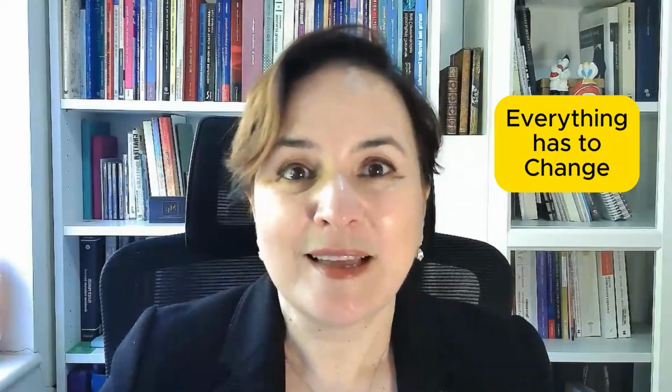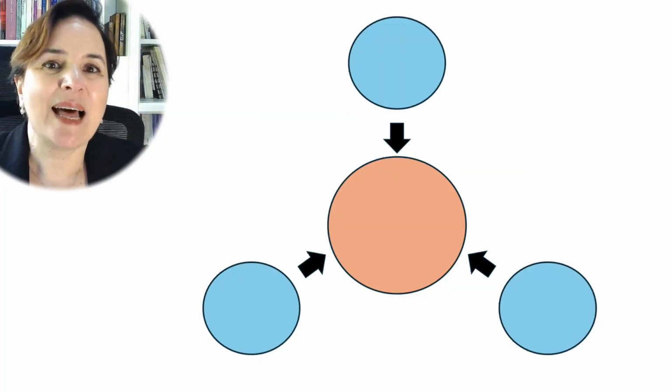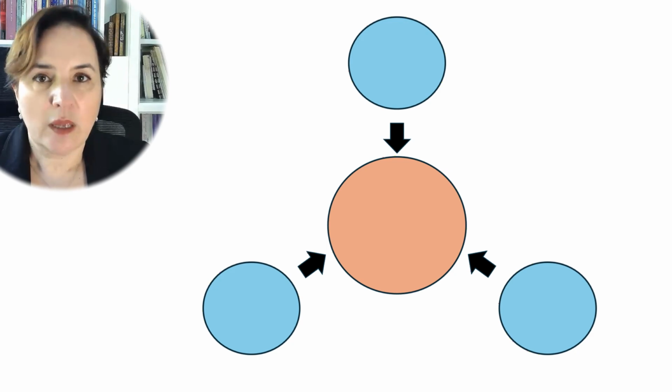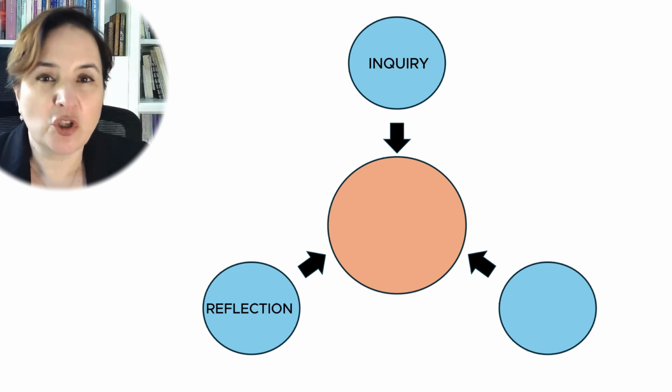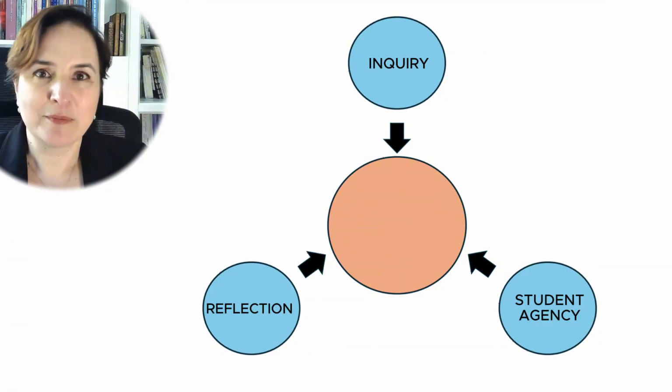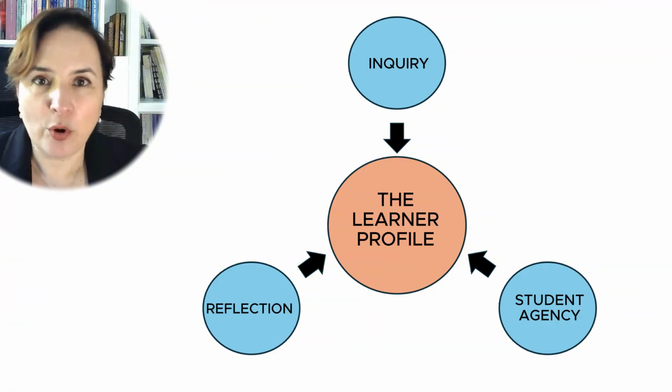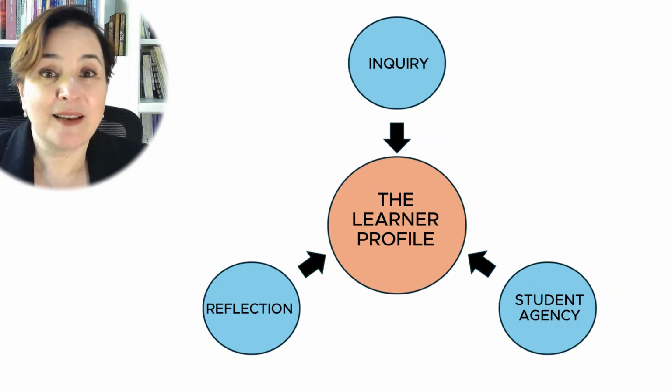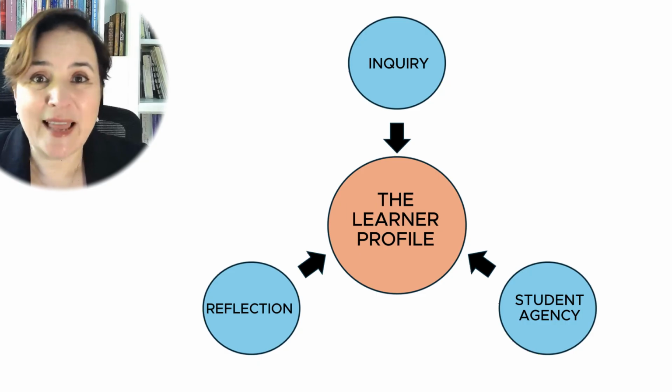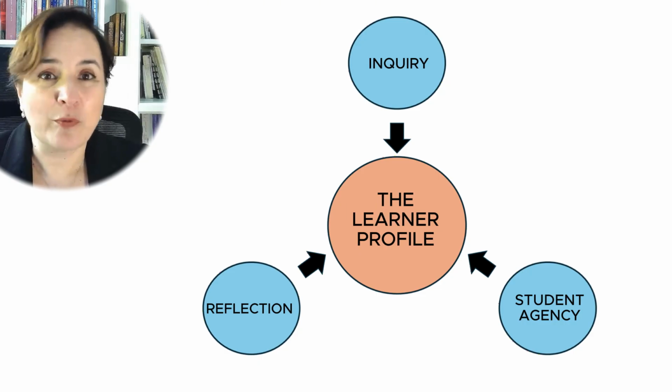And this is where it gets interesting, because once you understand who the learner profile is aimed at, everything about how you use it has to change. Every major strand of the IB philosophy, inquiry, reflection, student agency, they're all pointing towards the same outcome. The learner profile is where it all converges, which means that the learner profile is not just a layer that you add on top of your teaching.